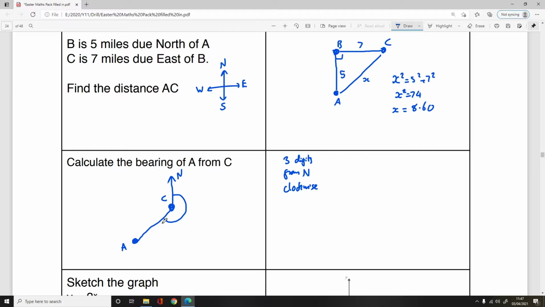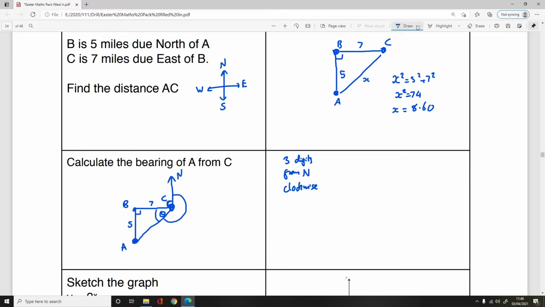Now how are we going to find that? Well, we're going to have to use the rest of the triangle that we sort of drew before. So we know we've got 5 and 7, and we've got 8.6, but let's use exact values. If we can find this angle here, and we know that this is a 90-degree angle where it says C there, then we could take them away from 360 and that would give us the bearing. So it's like a SOHCAHTOA question basically.